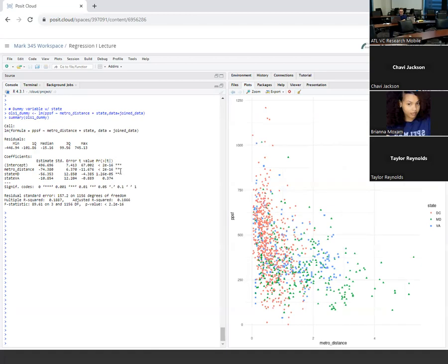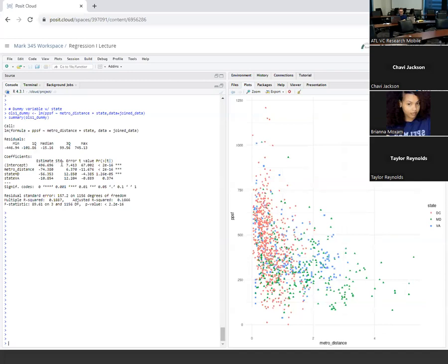Notice we've got the 3 asterisks here on the intercept, on the slope coefficient, and on the state indicator variable for Maryland. We don't have it for Virginia. So we know that this is not significantly different from 0. And if it's not significantly different from 0, that means that it's not different from DC, because everything on these intercept coefficients is relative to the average price per square feet in the DC area.